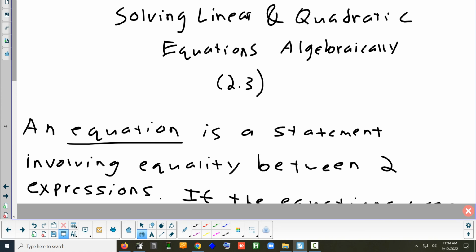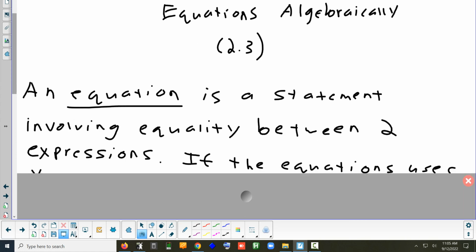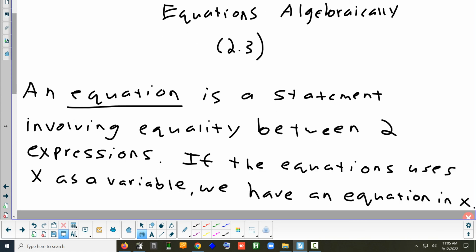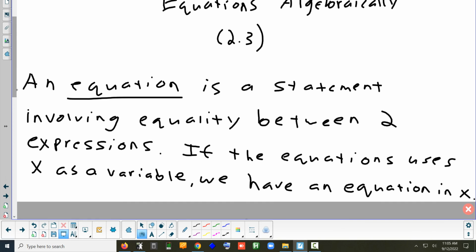So remember first what an equation is. An equation is when you put an equal sign between two expressions. If the equation uses the variable x, then we would say you have an equation in x. If, like the last problem, we use the variable t, you could say you have an equation in t. It means it uses the letter t.